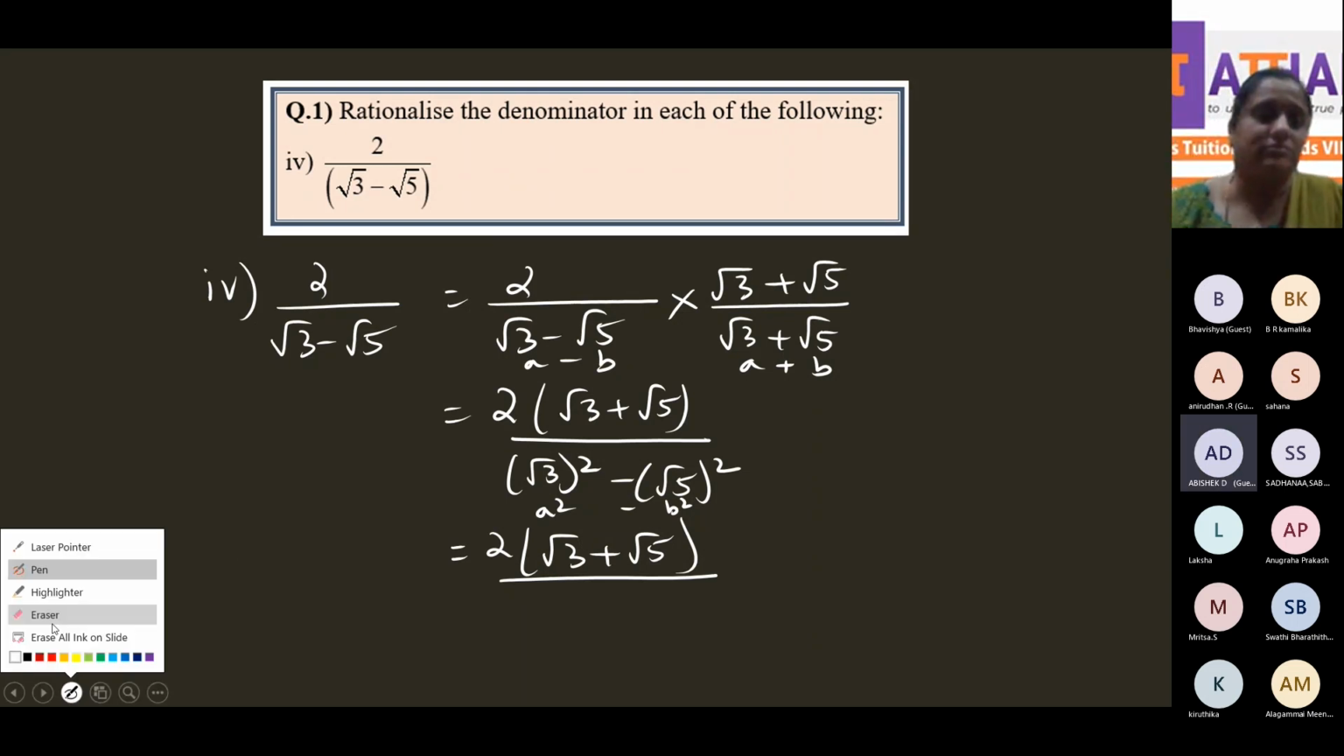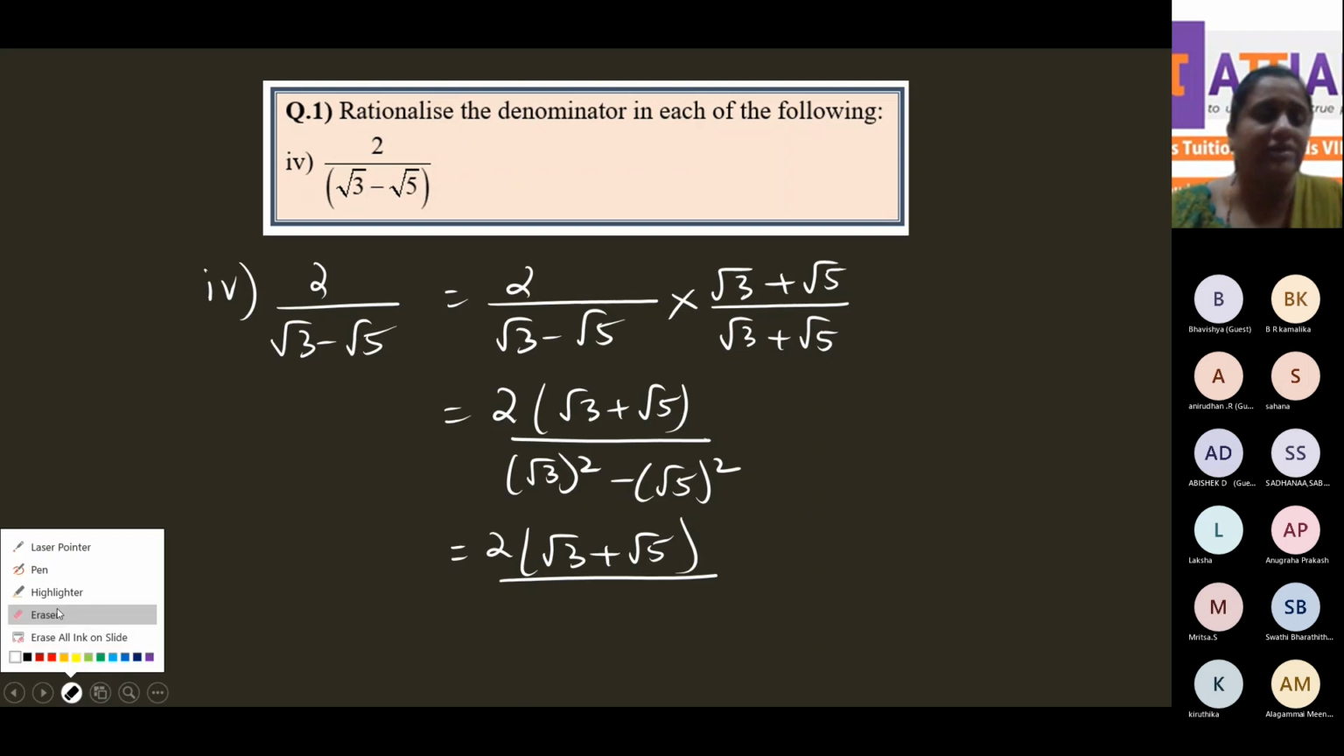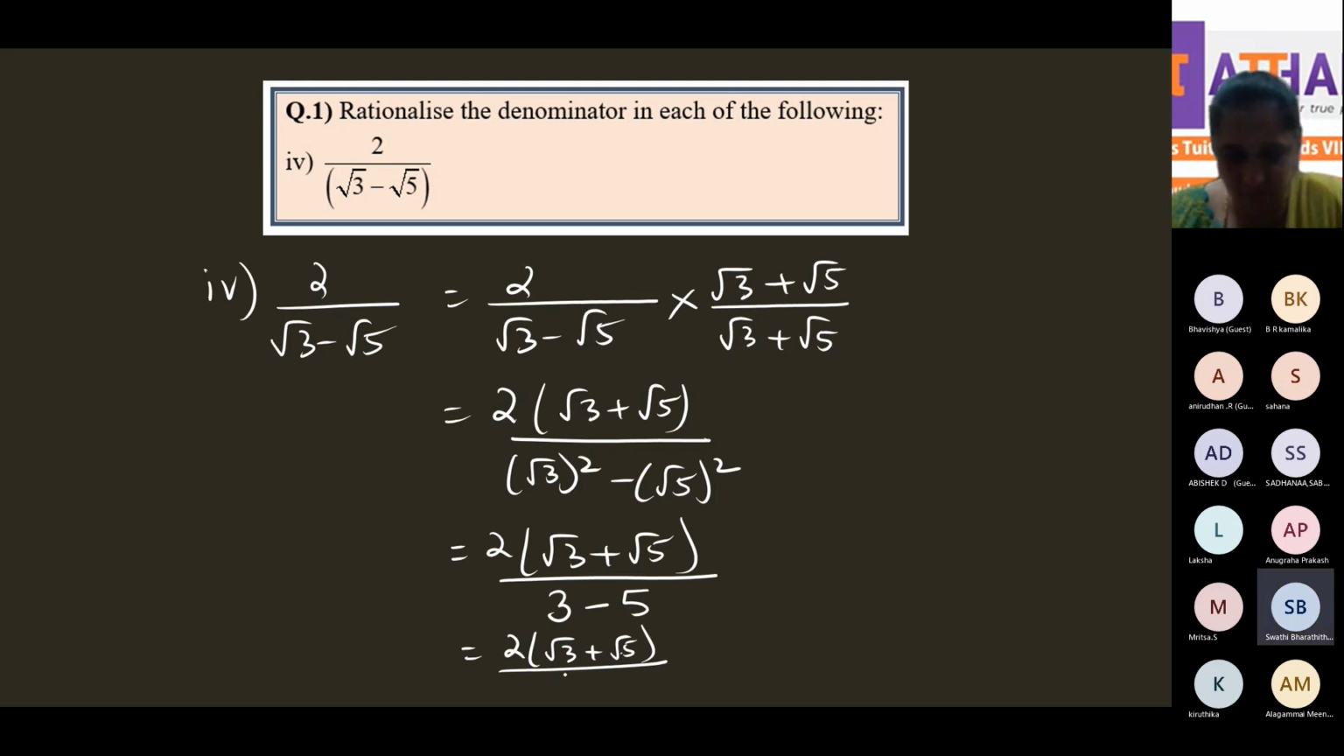What's the doubt, Abhishek? Root 3 the whole square is? Class? 3, ma'am. Root 5 the whole square? 5, ma'am. So next step? Divided by, what is 3 minus 5? Minus 2, ma'am. Minus 2. Now you can, yeah, very good. Now you can cancel this 2 and 2. This minus sign, you should multiply it with the numerator.